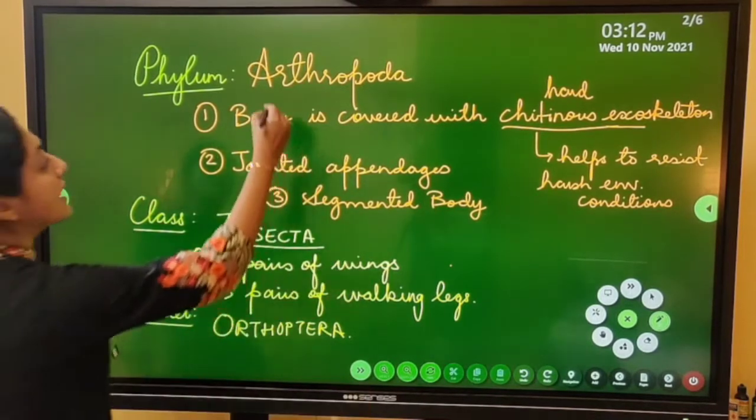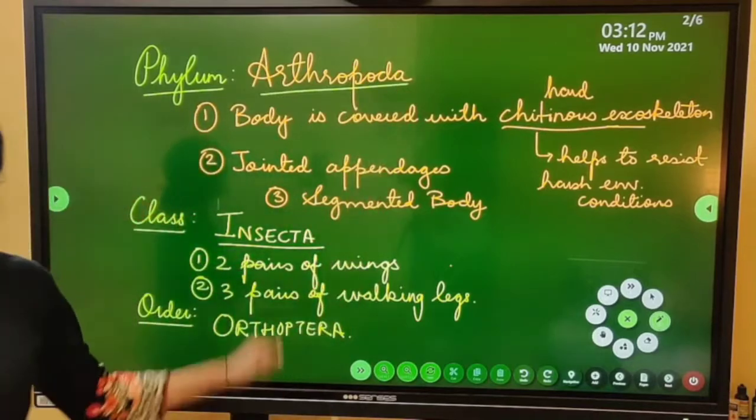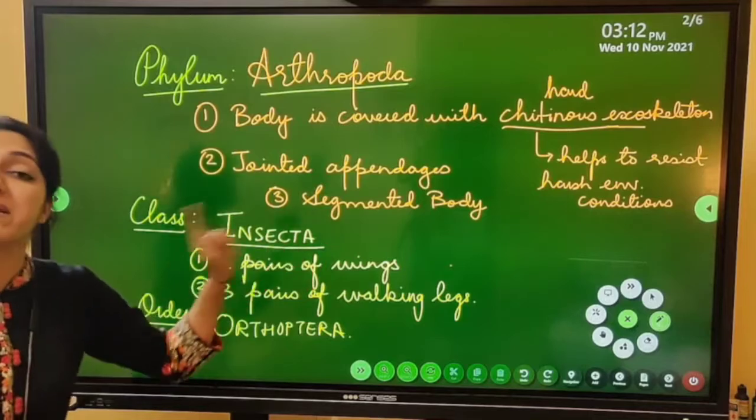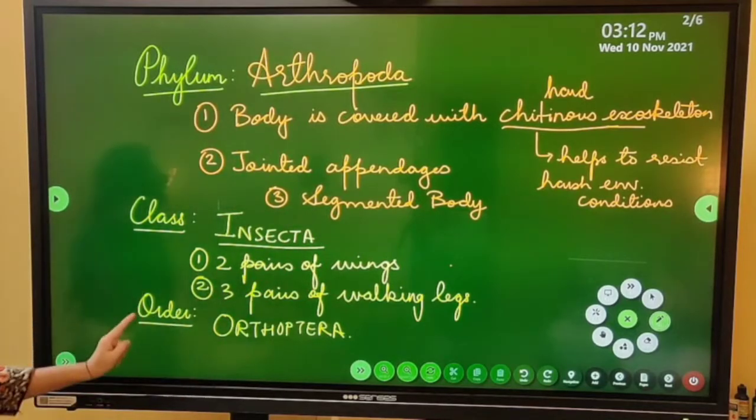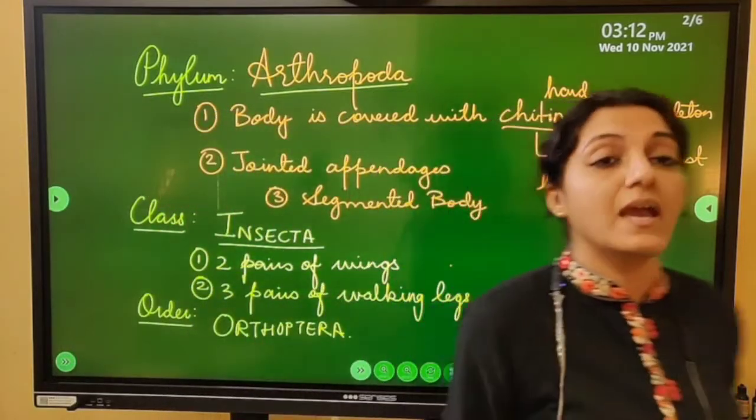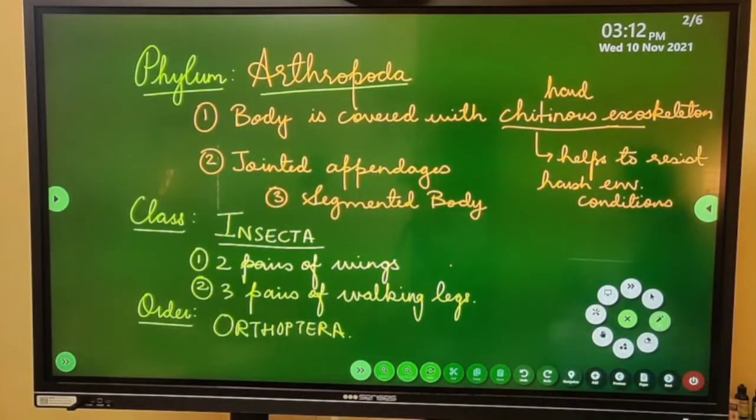It belongs to phylum Arthropoda because the body is covered with chitinous hard exoskeleton, jointed appendages are present, and a segmented body is there. It belongs to class Insecta because it has two pairs of wings जो हम अभी देखेंगे, and it has three pairs of walking legs. It belongs to order Orthoptera.